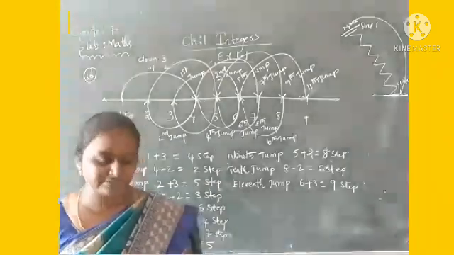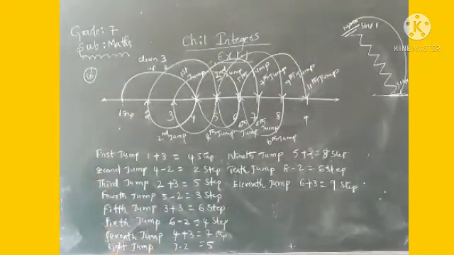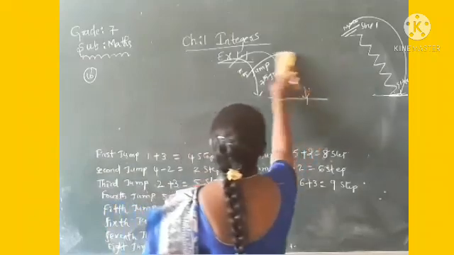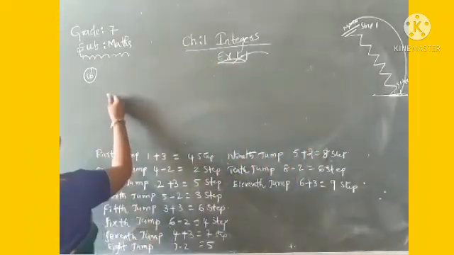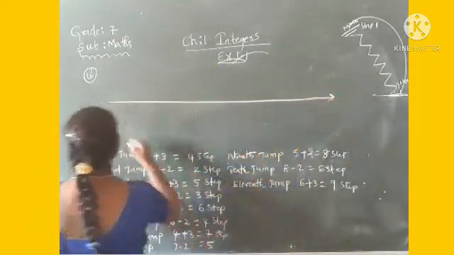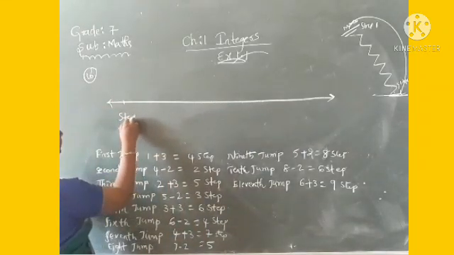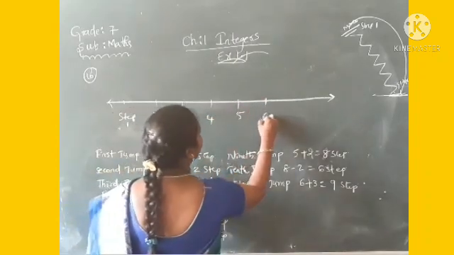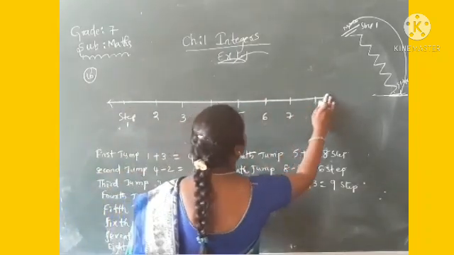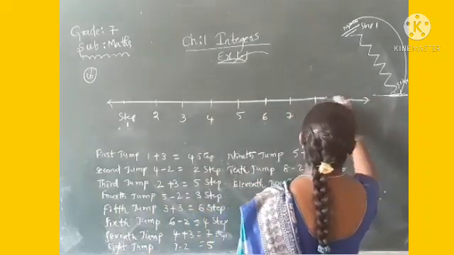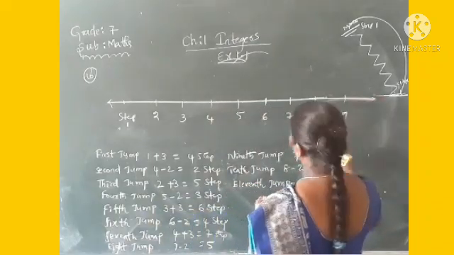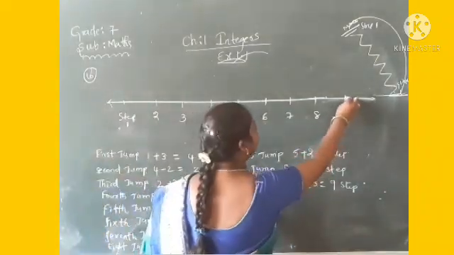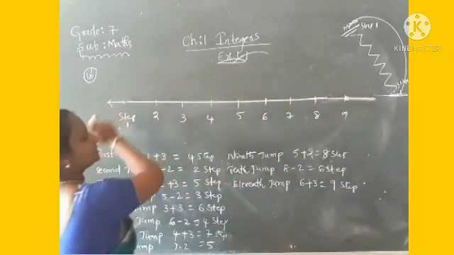So how to do this one? Same procedure. Like the same procedure, we can show it here. First draw the line and step 1. That is step 1, 2, 3, 4, 5, 6, 7, 8 and the 9th step. Now the monkey was here. Now the monkey is here, so he has to reach step 1.